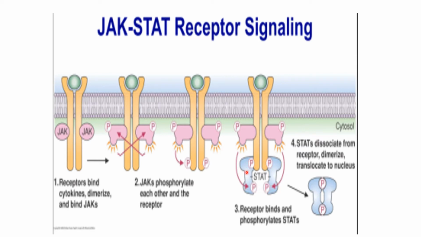After full phosphorylation, the STAT molecules are separated. These STATs dissociate from the receptor and then dimerize with each other. After dimerization, these STAT molecules become a transcription factor and translocate to the nucleus.